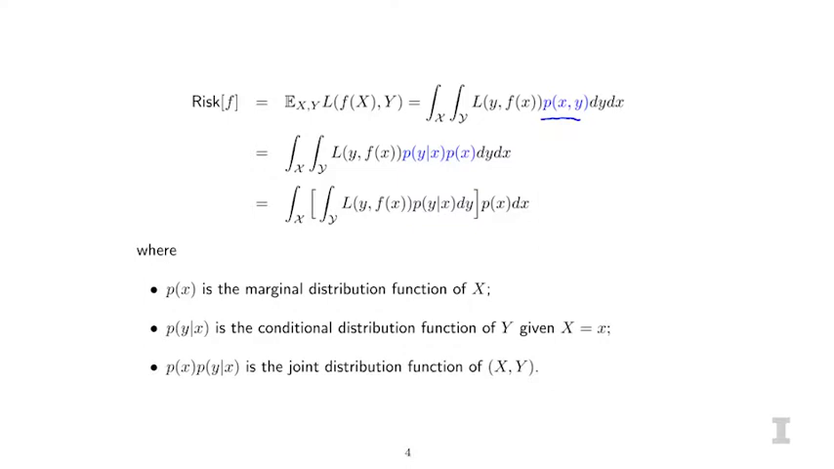And then at the second line, we factorize the joint as a product of the marginal of x, p(x), and the conditional of y given x. So the product of these two is equal to the joint density. And then from the second line to the third line, we move p(x) out of the bracket because the quantity inside the bracket is an integration over y, and p(x) has nothing to do with y. So let's move to the next slide.